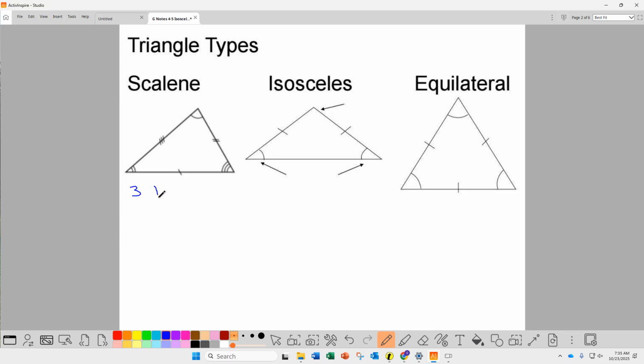3 different side lengths. Okay, with these 3 different side lengths, you're also getting 3 different angles.